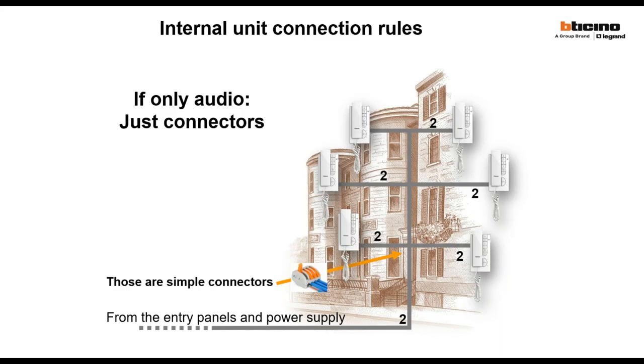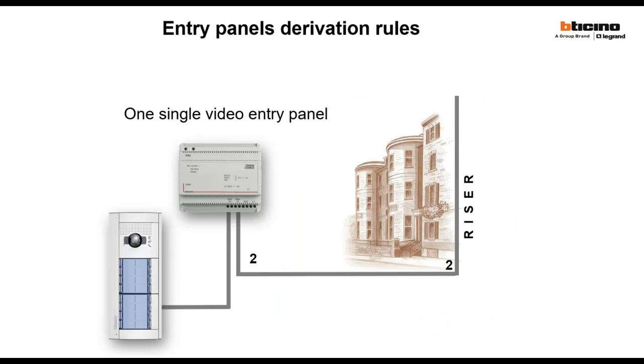Okay, let's see the most simple solution, that is audio. For audio, the connection on the riser is just with connectors. You put the 2 wires together, and that's all. Super easy connection. For the video, there are some more rules to keep a good signal. So the typical installation is external panel, power supply that has input and output, and the riser.